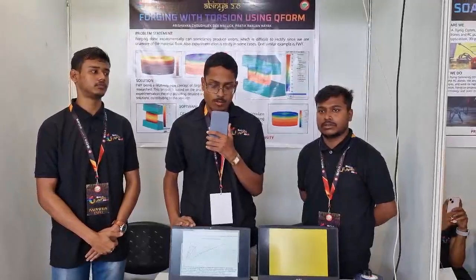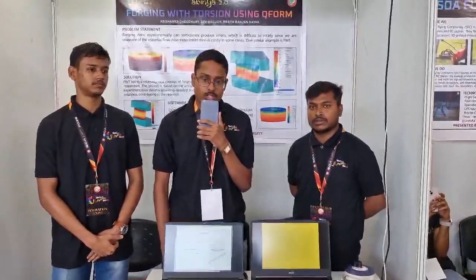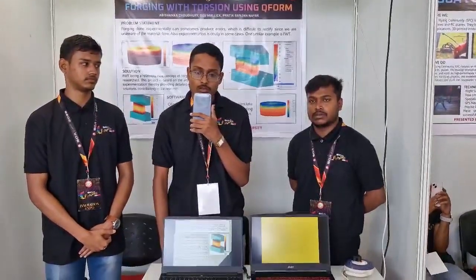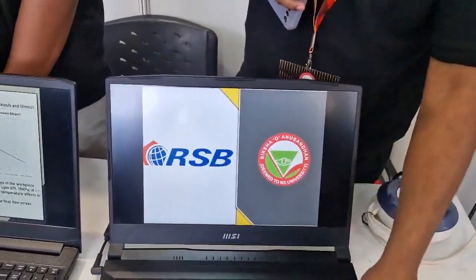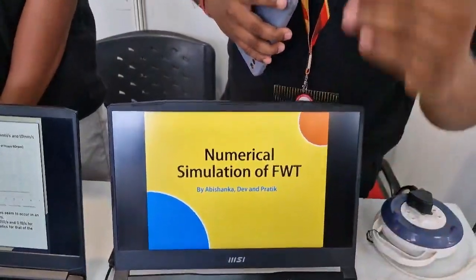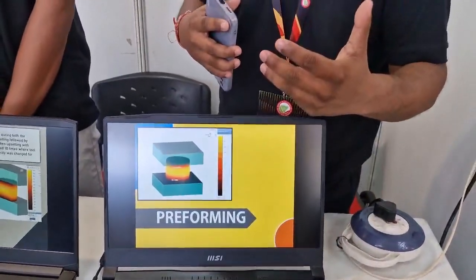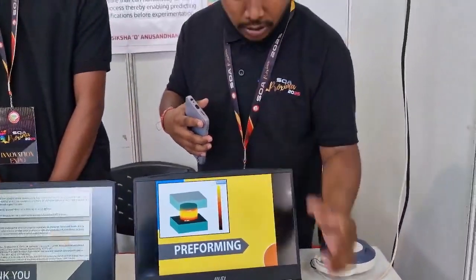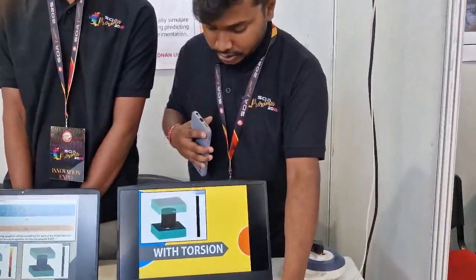Medium carbon steel is the raw material, and the density is 7.85 gram per cm3. Accessory parts like studs, gears, shafts and axles are used in the automotive industry. This is a partnered product from the RSB project. So basically, RSB performed this project by upsetting. So we made a modification with the upsetting with torsion. This is a pre-forming process.